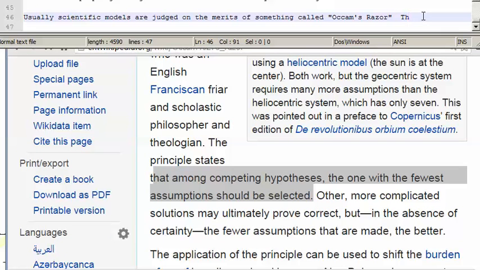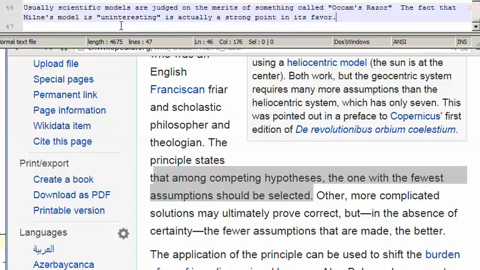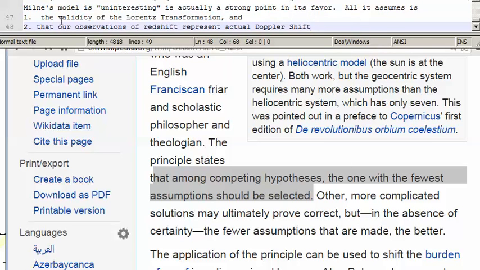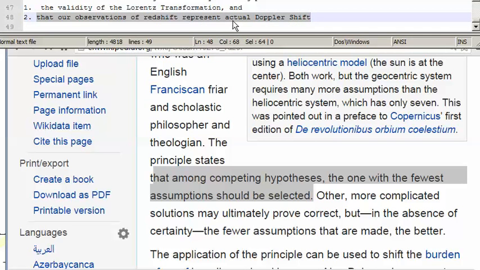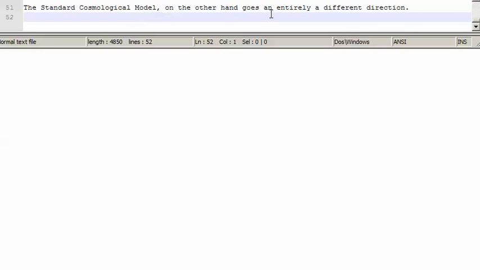The fact that Milne's model is uninteresting is actually a strong point in its favor. All Milne's model assumes is 1. The validity of the Lorentz transformation, and 2. That the observations of redshift represent actual Doppler shift. The Standard Cosmological Model, on the other hand, goes in an entirely different direction.